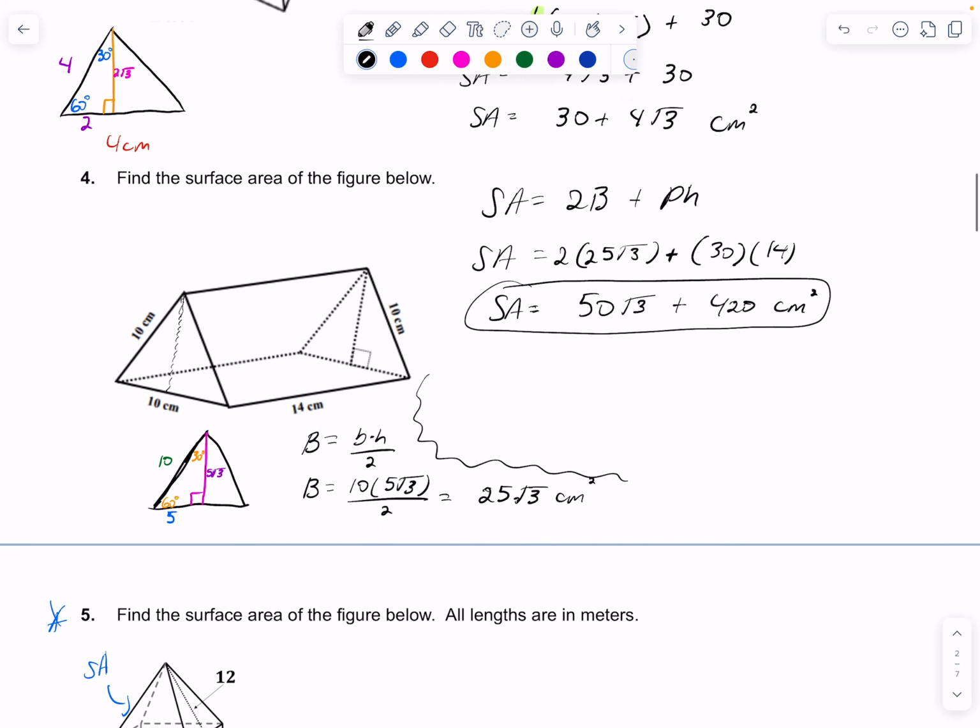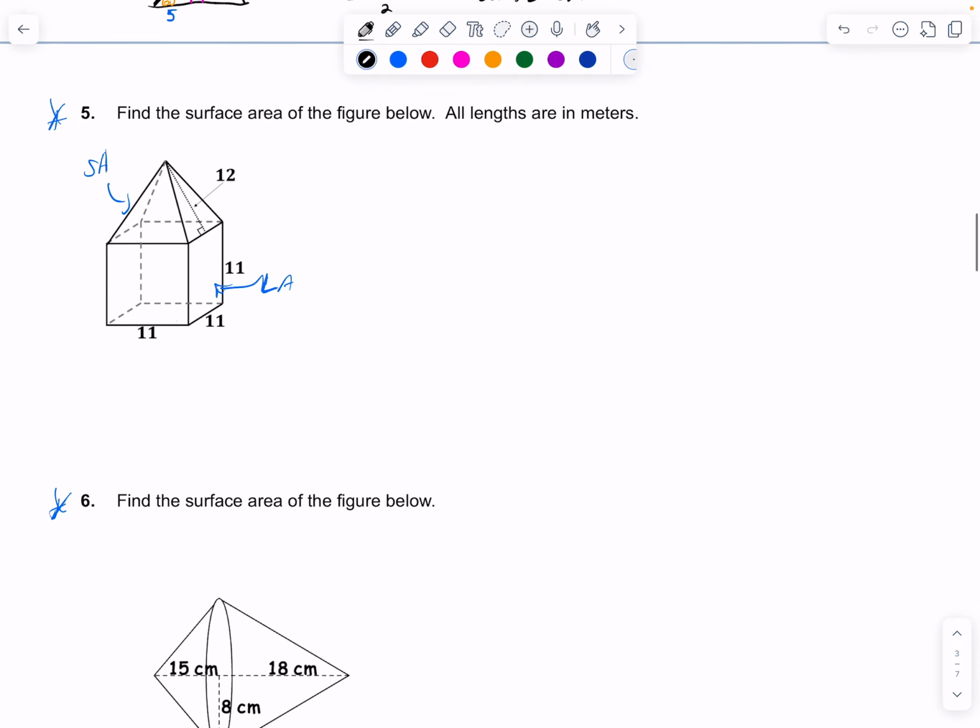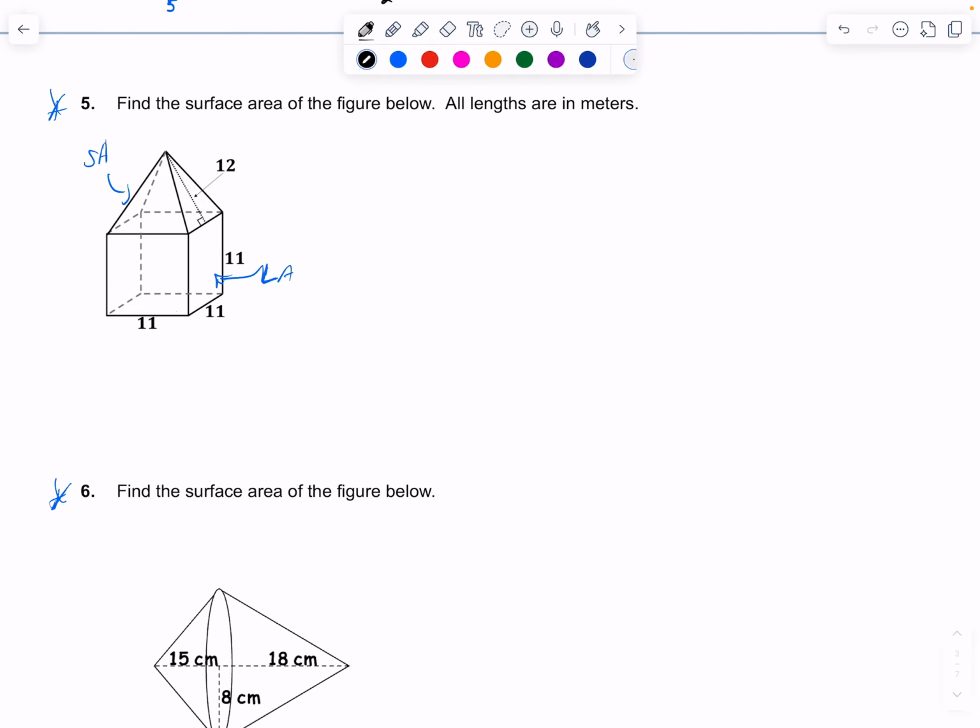All right, you can see I've already done 4, so let's jump to number 5. All right, this one is a lot of fun. Okay, so in this figure, we have a prism, and then on top of that prism is a pyramid. So what I've done in my prep for this is I've thought about, okay, how can I find the surface area of this figure?